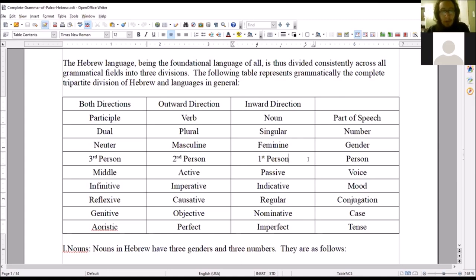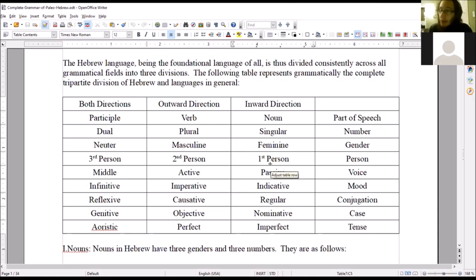And voice, you have passive voice. Passive is inward, just like feminine, it's weak and receptive. Active voice, and you have a middle voice, middle because it's both. Mood is indicative. It's like a regular form of a verb. It's indicating something, identity again. Imperative is a command. It's telling something else to do something. An infinitive is just a base form that is applicable in both directions, I guess. I can't explain that one the best way, but it's basically both there as well.